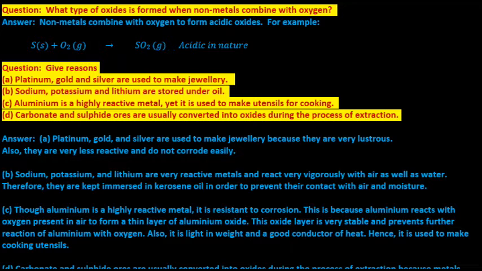C. Though aluminum is a highly reactive metal, it is resistant to corrosion. This is because aluminum reacts with oxygen in the presence of air to form a thin layer of aluminum oxide. The layer is very stable and prevents further reaction of aluminum with oxygen. Also, it is light in weight and a good conductor of heat. Hence, it is used for making cooking utensils.